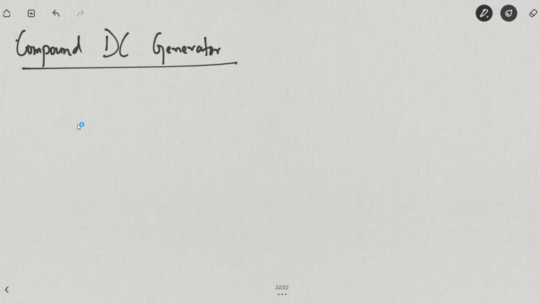We have studied shunt, series, and separately excited DC generators so far. Now we'll be studying the compound DC generator in this session. We'll be looking at its equivalent circuits and its terminal characteristics.